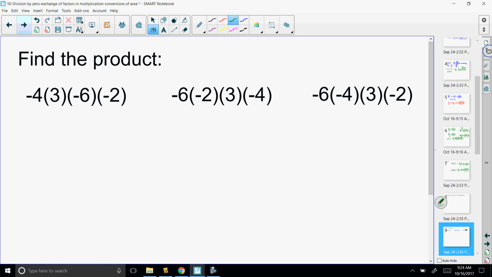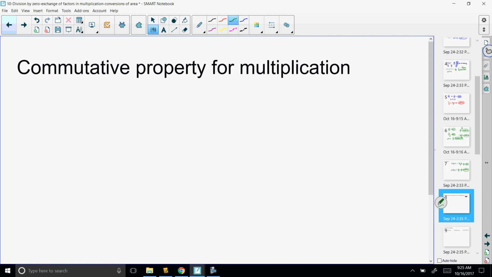So if I ask you to find the product, or back to the commutative property, what is 2 times 3? 6, but 3 times 2 is also 6. So the order in which you multiply them does not make a difference.